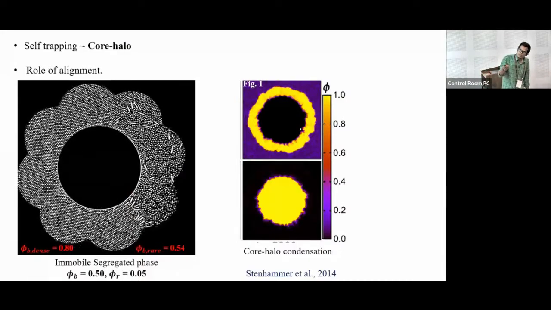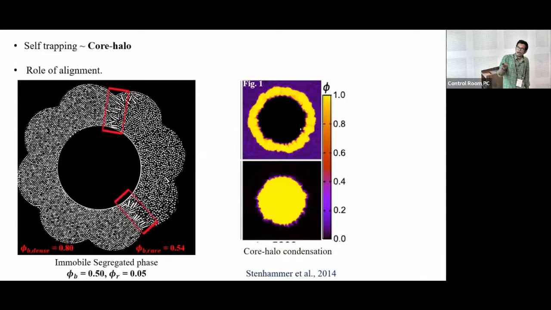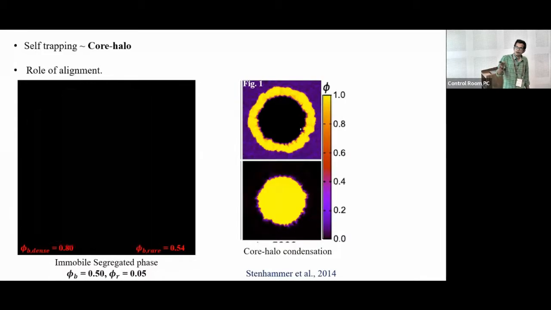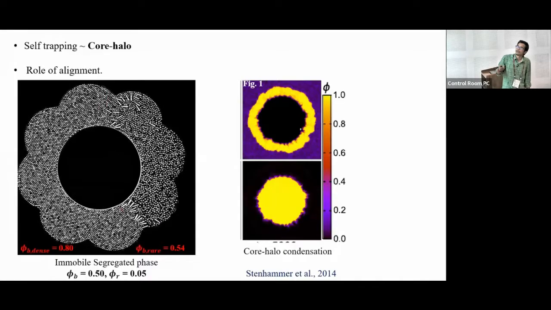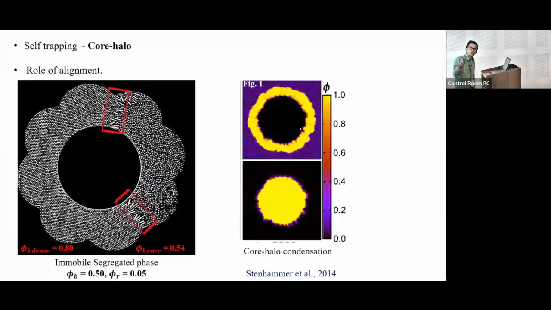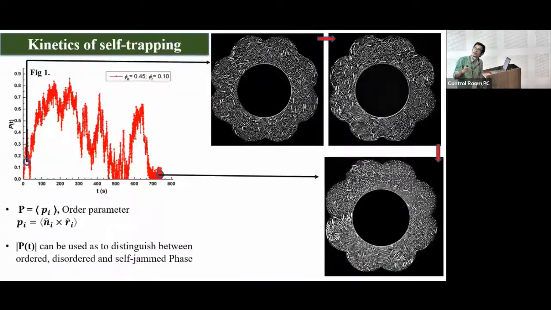Whereas because of the confined geometry, the rod orientation is constant to azimuthal. So that's why in 2D channel geometry, we observe this self-trap.